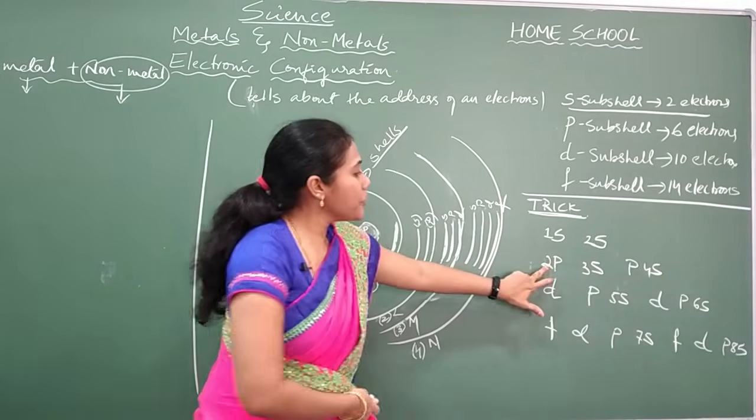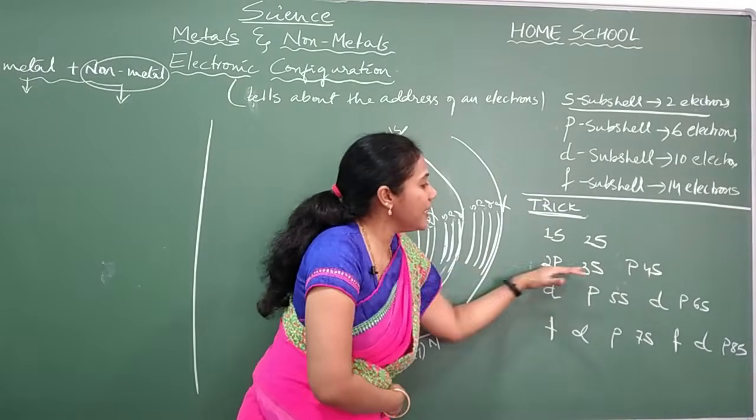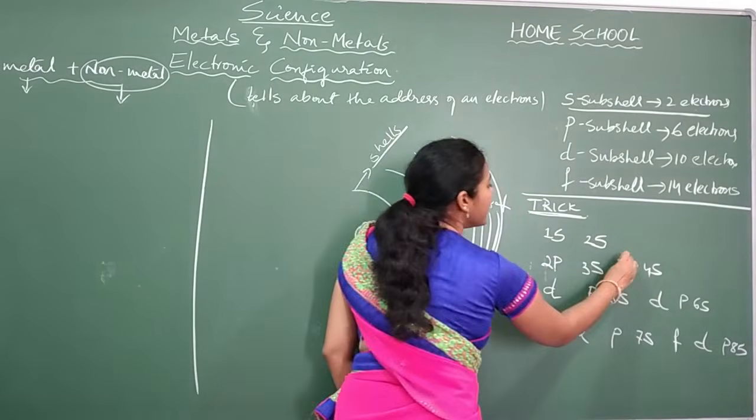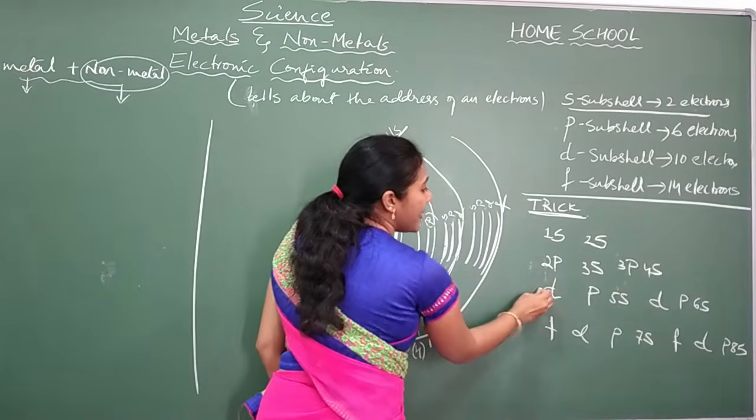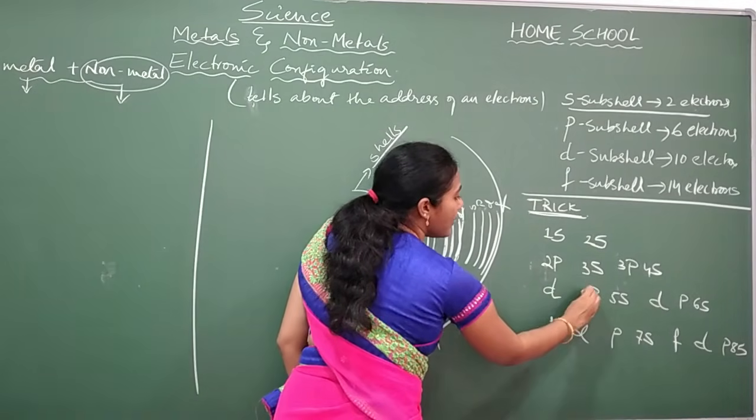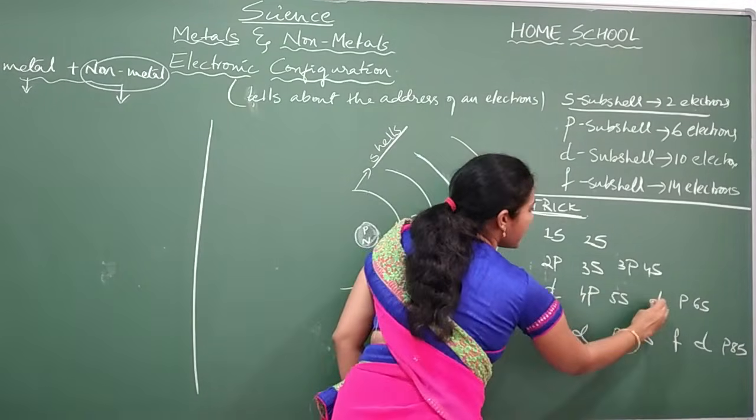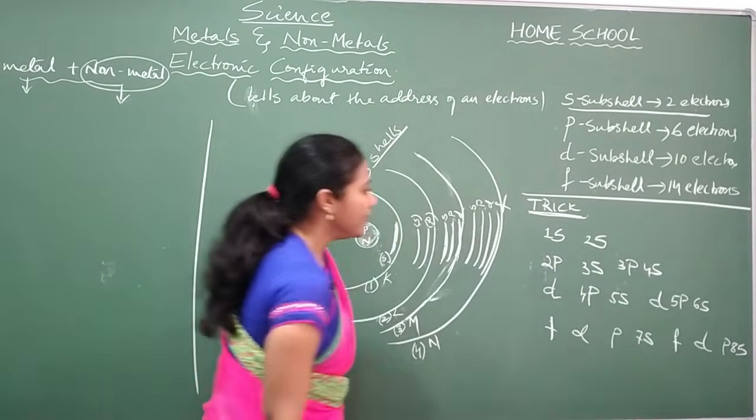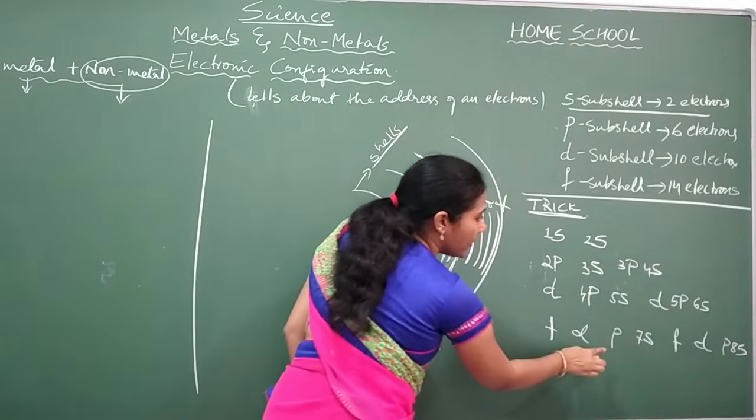So this is 2p. Then again search in this line, where is one more p? This is 3p. Next p is here. This is 4p. This is 5p. Next line, where is p?